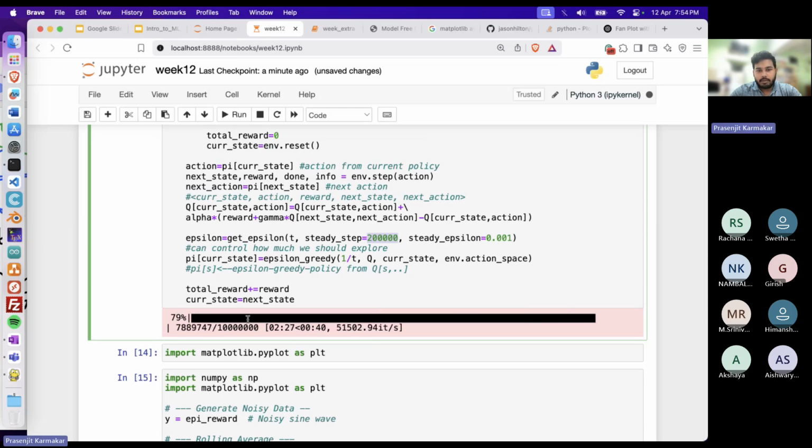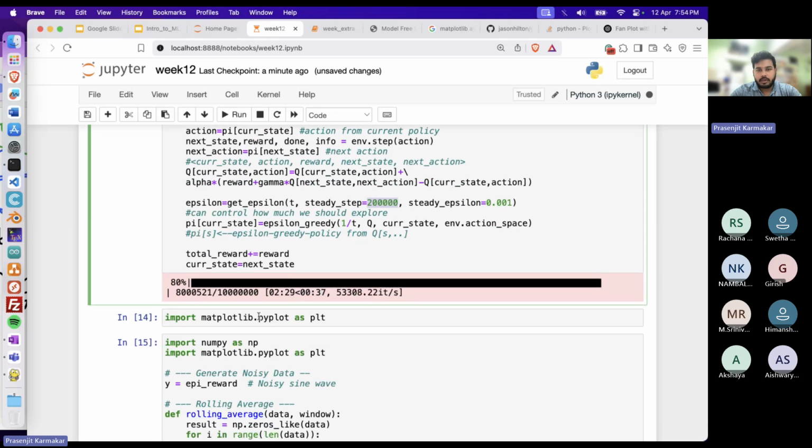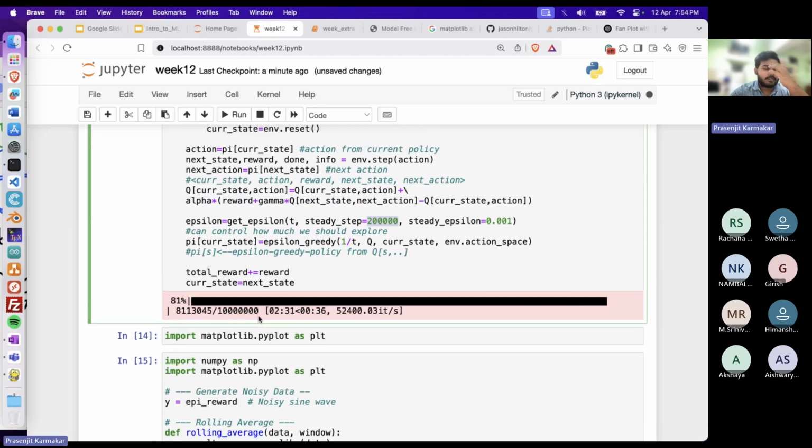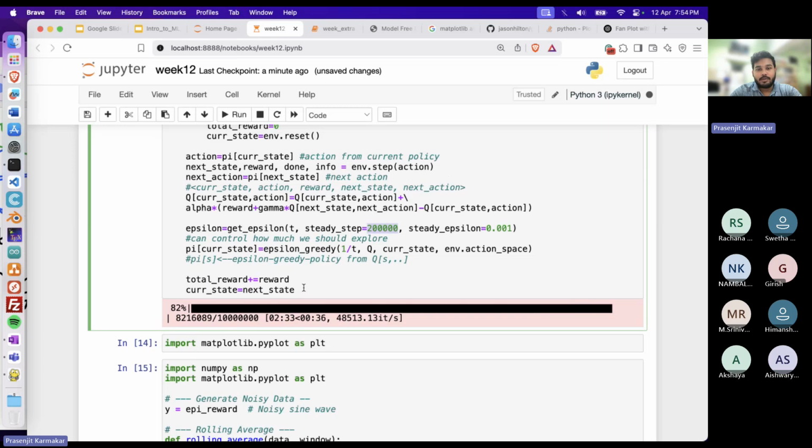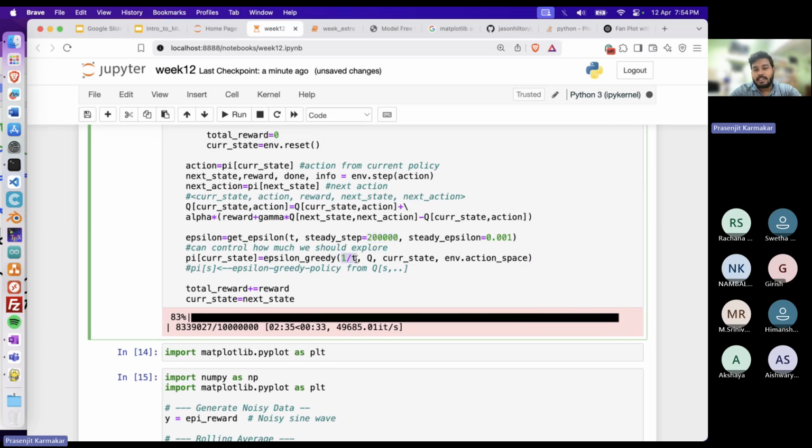Let me see. I hope this time it solves the environment. Oh, I'm so stupid. See, here I didn't change the epsilon 1 over t. So it's entirely my fault. Here I should change 1 over t to epsilon.